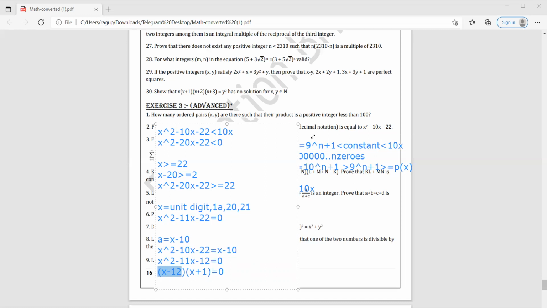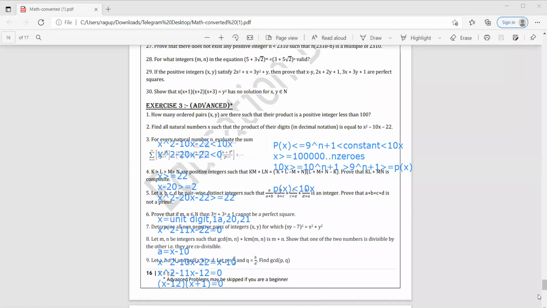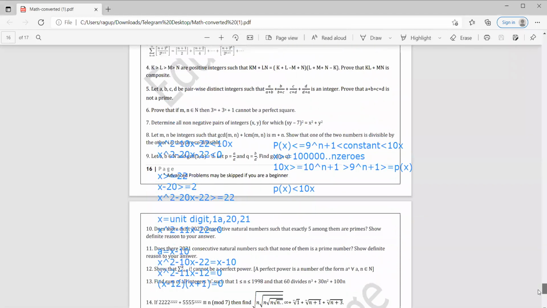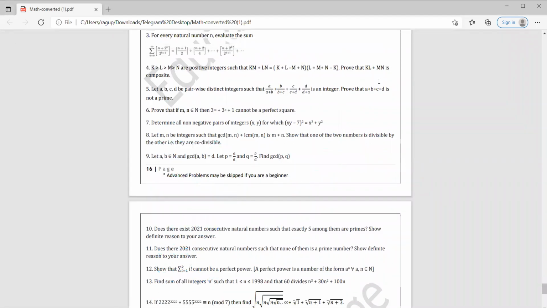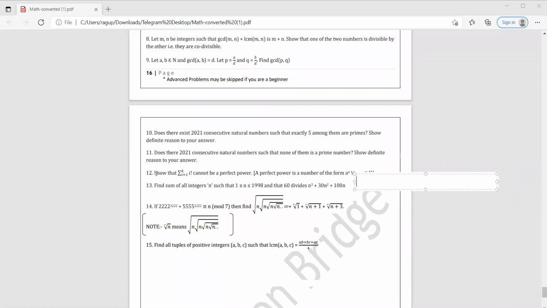Now let's move on to some difficult Diophantine equations, other miscellaneous equations, which require some elegant way to solve and cannot be solved by bounding. So the 12th question: show that the sum of i factorial cannot be a perfect power. So let me go through this. It's a very monstrous thing right here. I know you're getting scared from this.